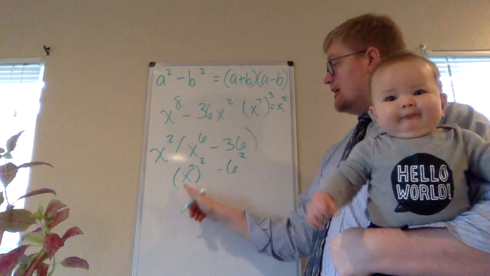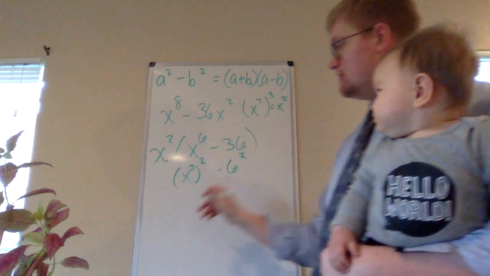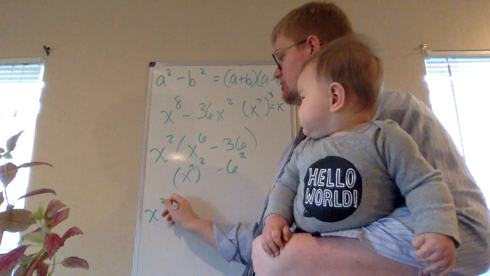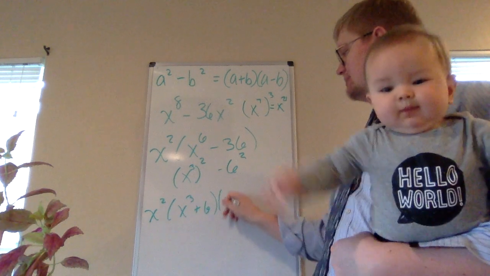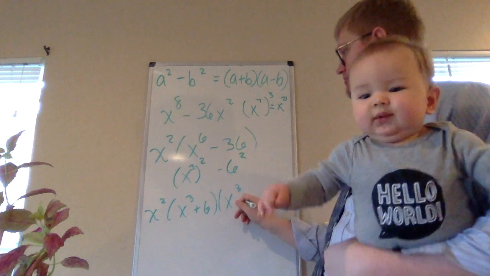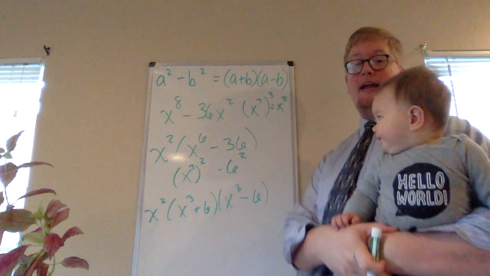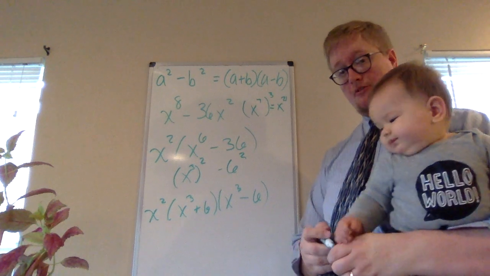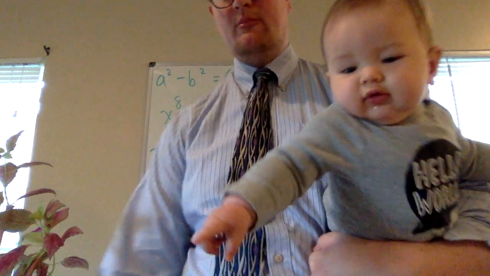That means I've got something squared minus something squared. And those somethings are my a and b, which means I can rewrite this as x cubed plus 6 times x cubed minus 6. And that's my answer. Now, the one on your worksheet's a little bit different, but you use the same concept to be able to figure it out. All right.